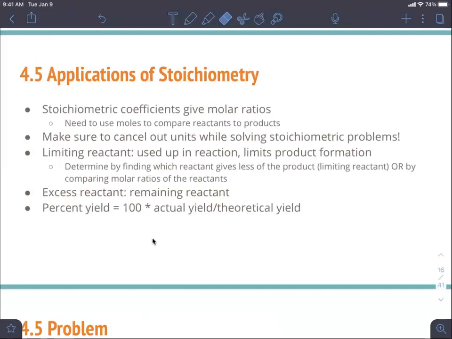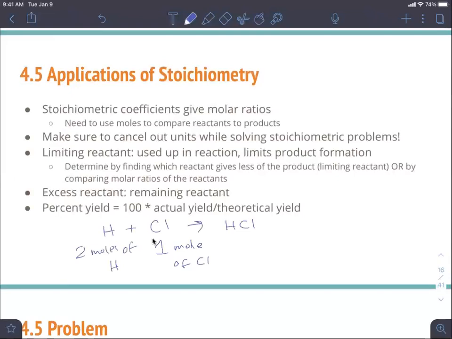The limiting reactant is what's used up in the reaction, and it limits product formation. The excess reactant is the remaining reactant. So basically, say there's some random reaction happening. Let's say it's the formation of hydrochloric acid, so this is just HCl. Say that you have 2 moles of hydrogen and you have 1 mole of chlorine.